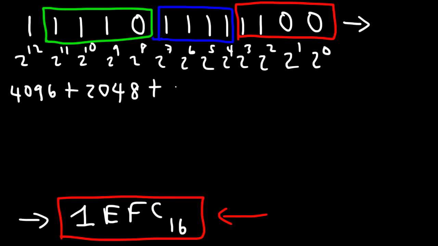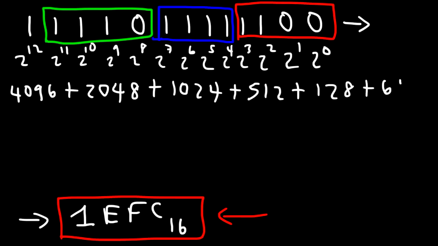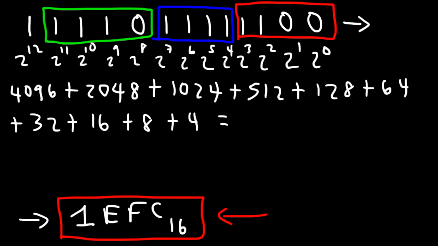And then 2 to the 10th, which is 1,024. And 2 to the 9th, which is 512. And then 2 to the 7th, that's 128. 2 to the 6th is 64. And then 2 to the 5th, which is 32. And then we have a 16, 8, and a 4, which is the last one, 2 squared. So if we add up these numbers, 4,096 plus 2,048 plus 1024 plus 512 plus 128 and all the way to 4, this will give us 7,932.